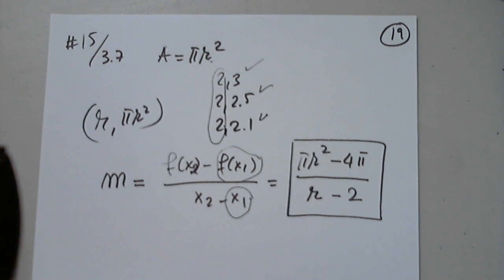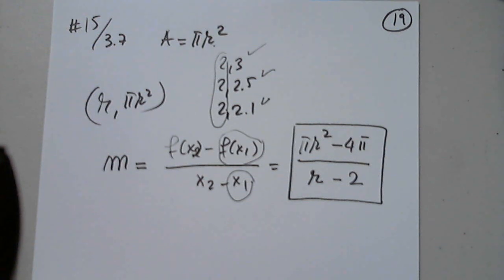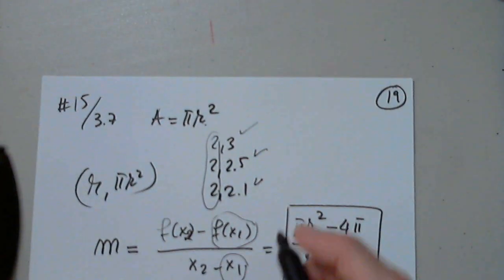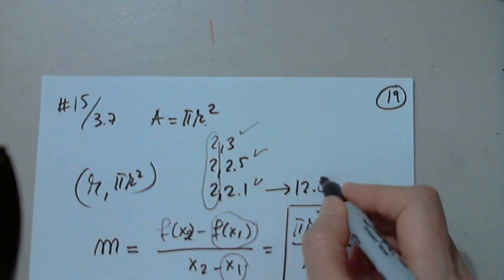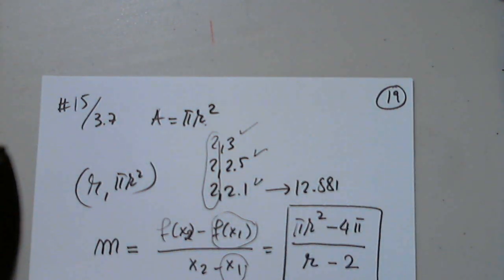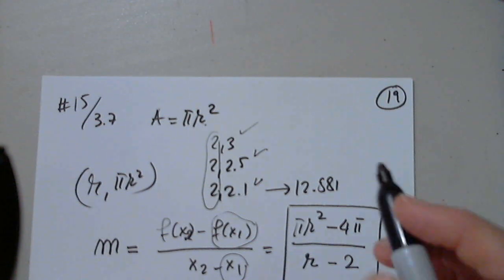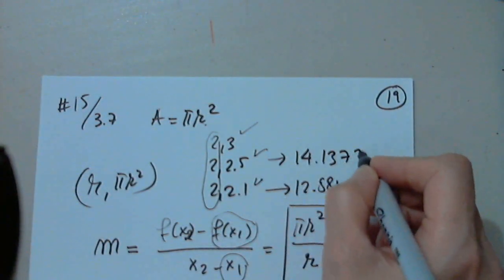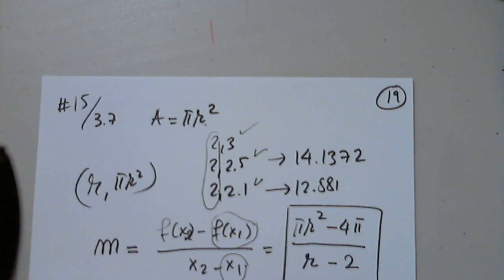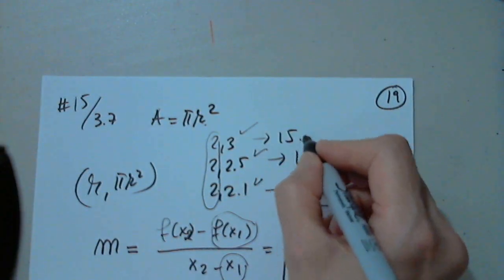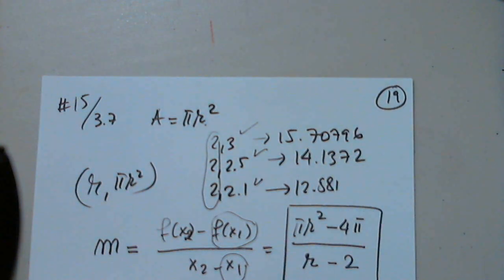I don't know how many decimal digits they want. I didn't look. They didn't say anything. Okay, fine, then I will decide on my own. So the first one is 12.881. The next one is 14.1372. And the next one is 15.70796.